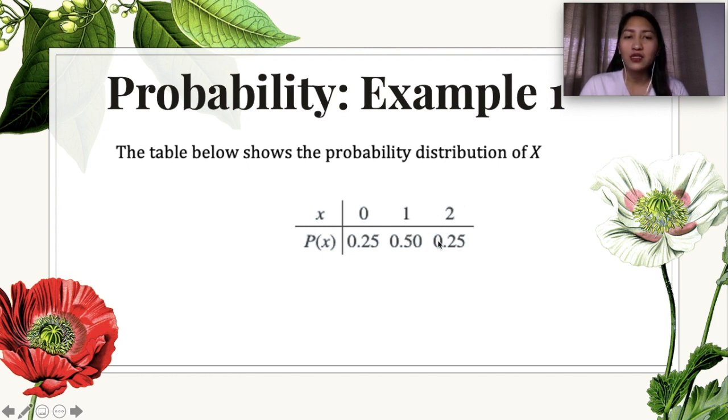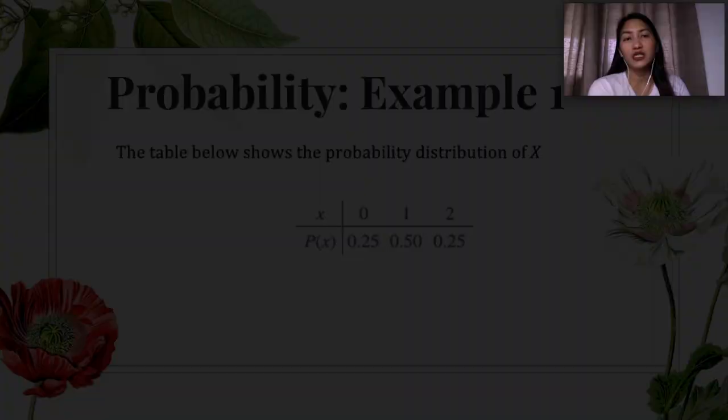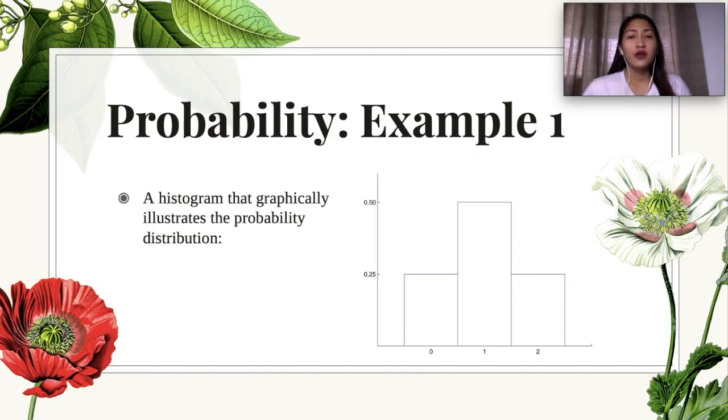While for 2 heads, that is 0.25. So, this is how you do the probability distribution of x. This is a table, the table for our probability distribution. Now, you can also show probability using a histogram. You can also show the probability distribution using this type of graph. This type of graph is called a histogram.